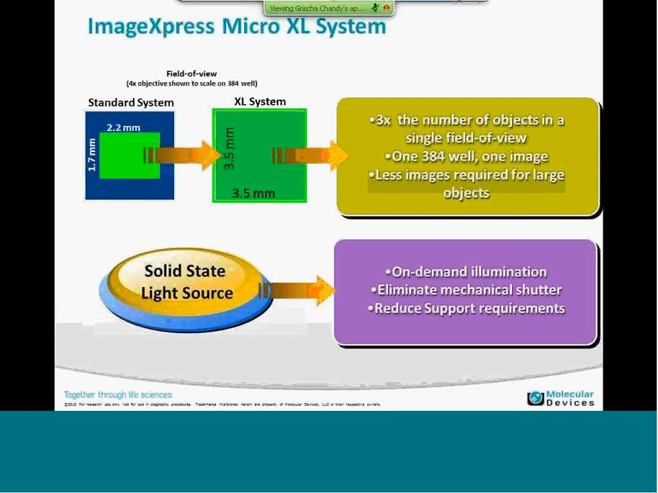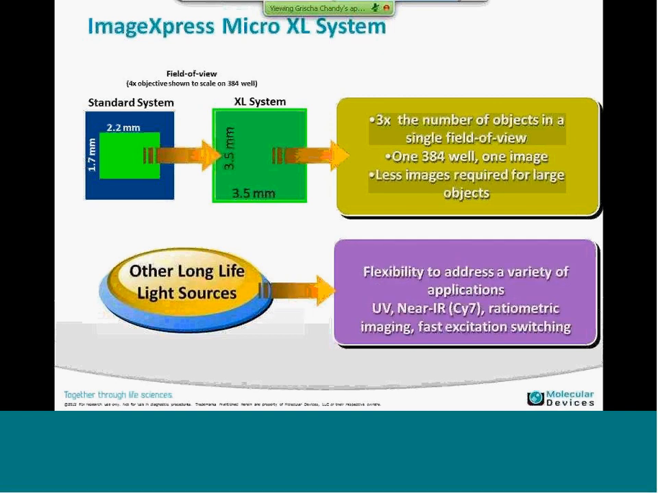The standard configuration of the XL system has a solid state light source that gives you on-demand illumination, eliminates mechanical shutters, and reduces support requirements. We will work with you to implement long life light sources that are validated with our system. This gives us the flexibility to address a variety of applications and pick a configuration that works for you. This now enables UV, DNA ratiometric imaging, and excitation switching. So speak to us about what you need if our standard system or our standard XL system are not adequate.